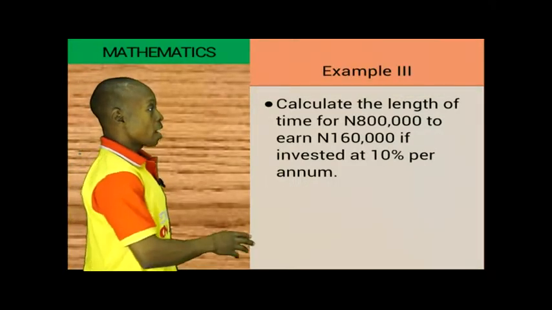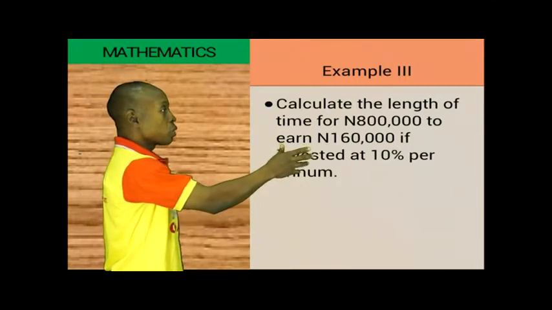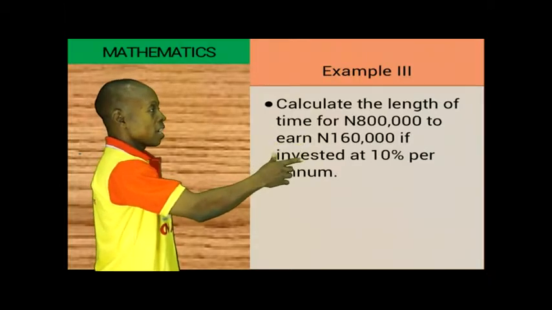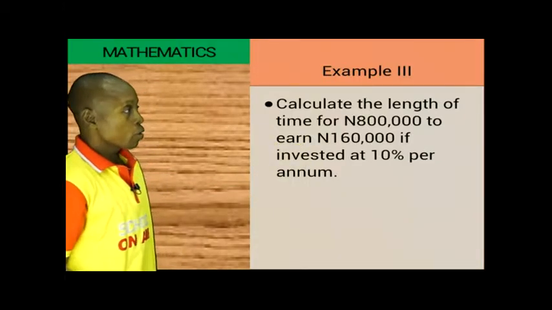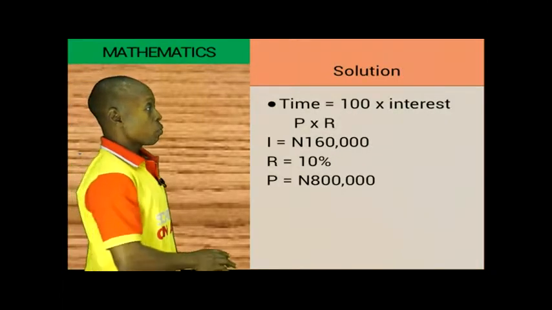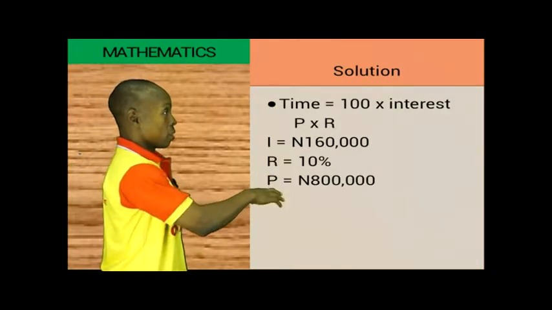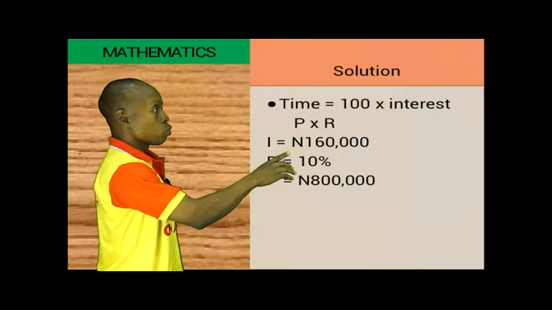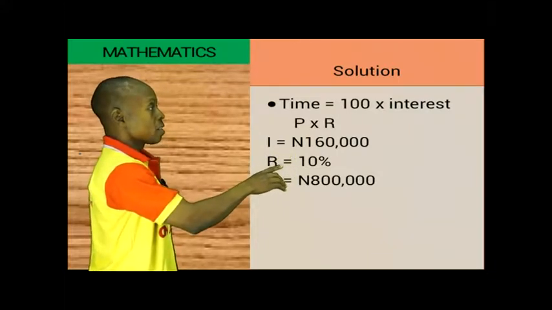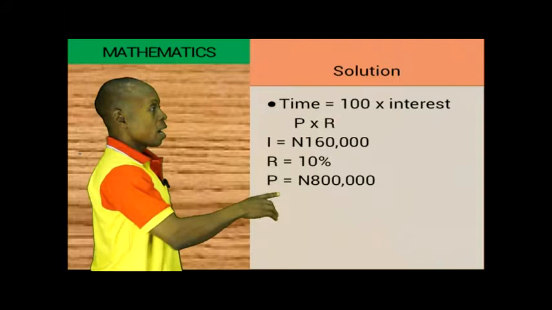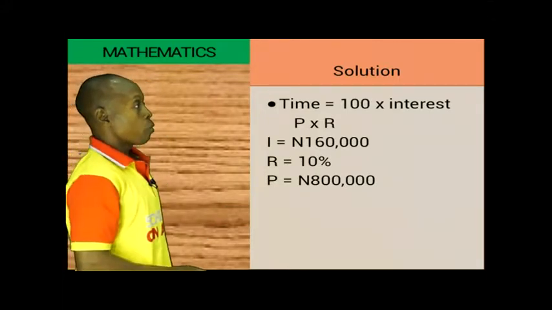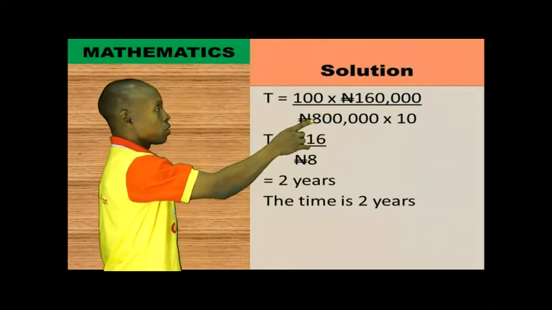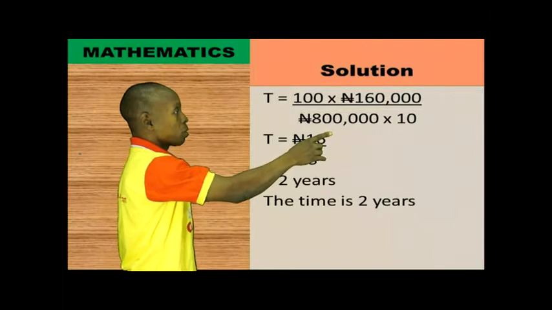In the third example, you have to find the length of time for 800,000 to amount to earn 160,000 if invested at 10% per annum. And we also went through the example which said time is 100 times interest over principal times rate, and that the interest given to us is 160,000 naira. The rate is 10%, and the principal is 800,000. And we slot in the values into the formula.